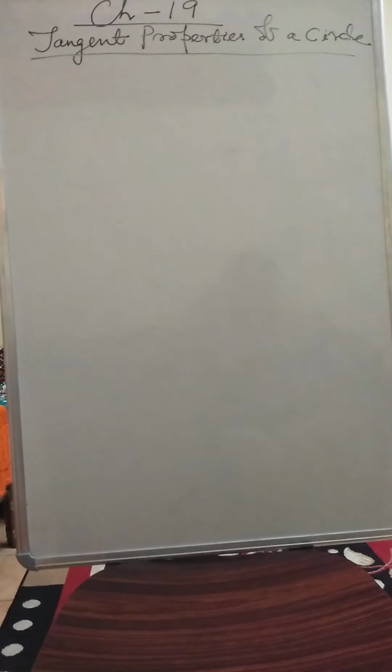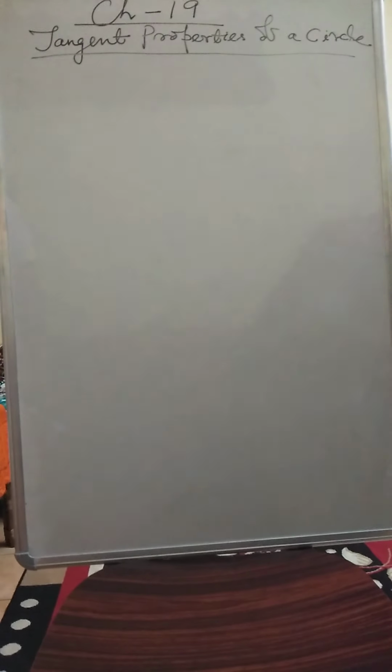Hello everyone. Today I am going to teach chapter 19, tangent properties of a circle. Earlier we had done angle properties of a circle. We have to remember all the angle properties of the circle. Now 2 or 3 properties I am telling here, that also we have to remember.